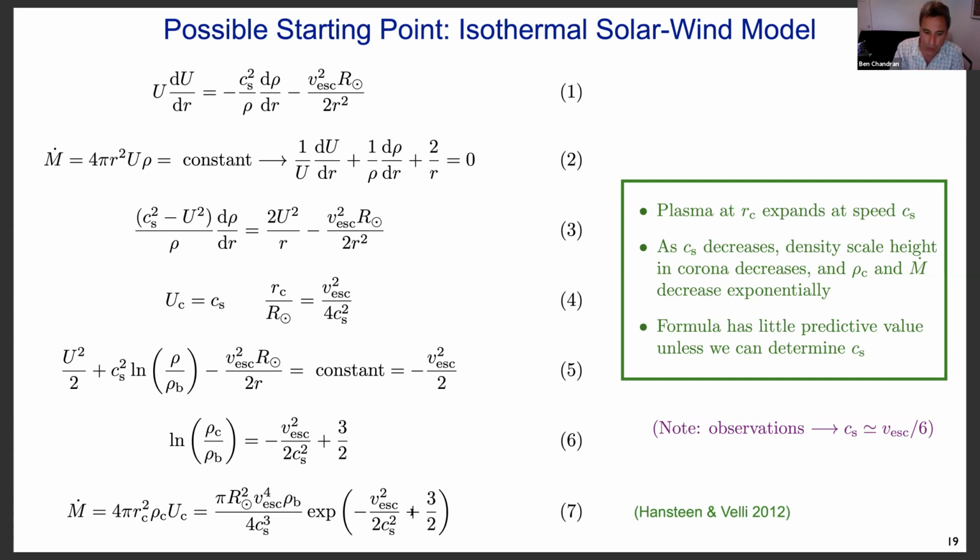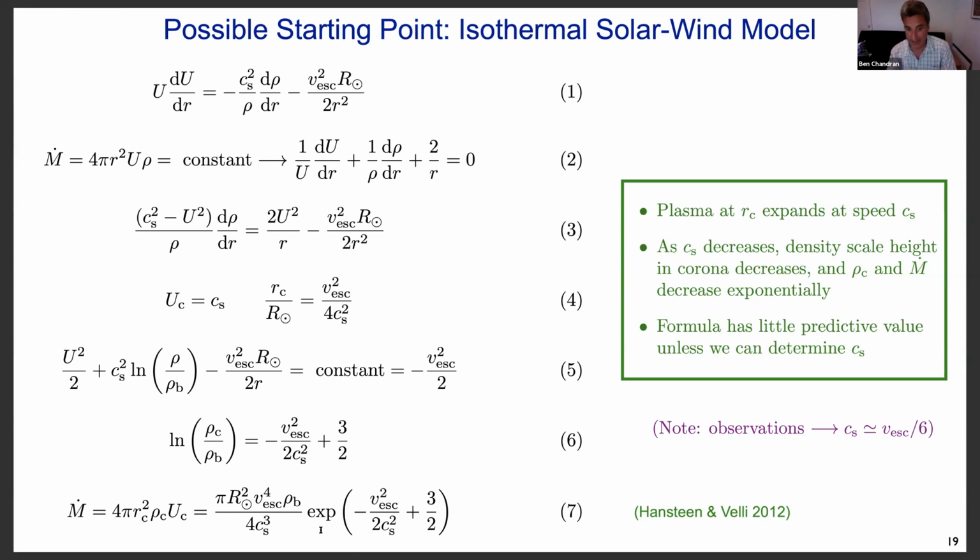Like I'm getting at, why is this formula here exponentially sensitive to the sound speed in the model? The reason is that as the sound speed decreases, the density scale height in the corona decreases. And that means that you have exponentially less density at the critical point, and that causes m dot to decrease exponentially.